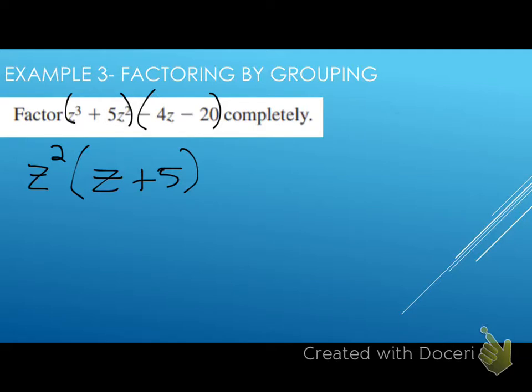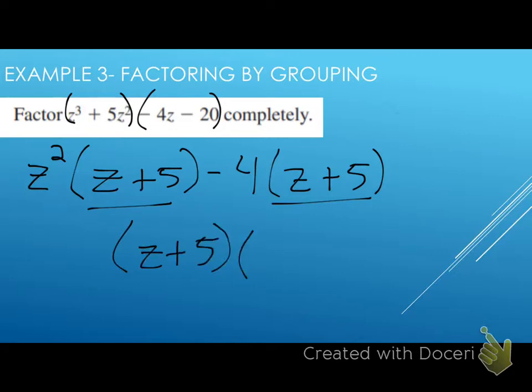Now let's find the GCF of our second group. What would the GCF be of my second group? Negative 4. Why did you say negative 4 and not positive 4? It is negative 4. Negative 4 times what would give me negative 4z? z. Negative 4 times what will give me negative 20? Positive 5. Do I have two things that match up now? So what's one of my factors? Z plus 5.